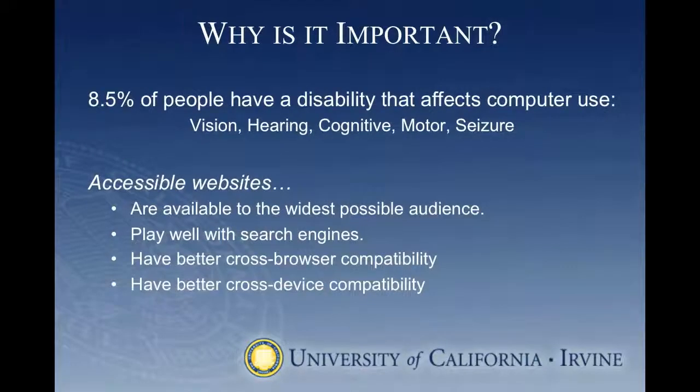So why is accessibility important? A significant number of people have a disability that affects computer use. These disabilities could be vision-related, or hearing, cognitive, motor, or seizure disabilities. Accessible websites can reach all these populations, and there are some technical benefits as well. For example, they play very well with search engines and have better cross-browser and cross-device compatibility.